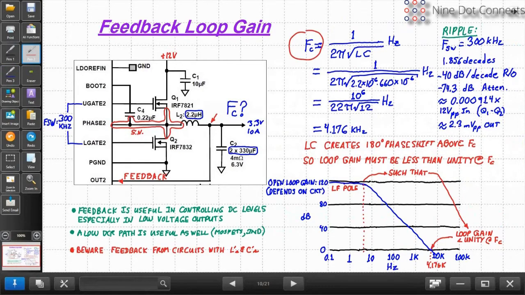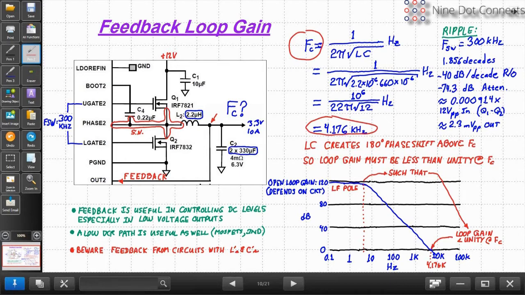Basically 1/(2π√(LC)). We know what the L is and the C is. If we put that in, we find out that it's about 4 kilohertz. So if you put that on a plot, as you see down below, and say, I need the gain around the loop to be less than unity, i.e. 0 dB, at 4.1 kilohertz, and back up from there at 20 dB per decade, you need to make sure that the low-frequency pole, the RC pole in your feedback loop, is low enough that the loop gain will be less than unity at the cutoff frequency.